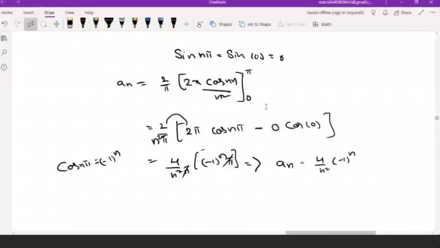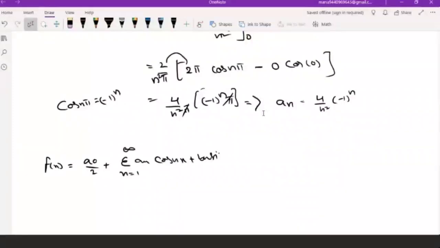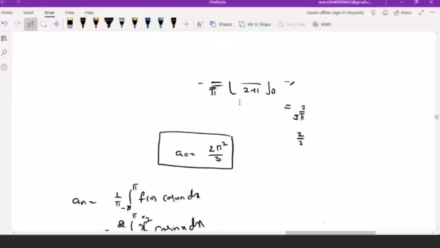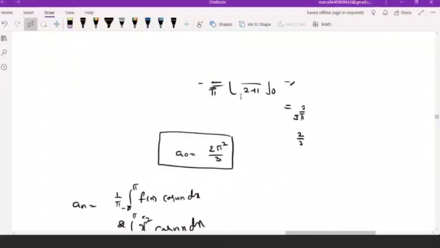Now we have got the a naught and an values. Then we are writing the Fourier series. bn value is 0. That is f of x is equal to a naught by 2 plus summation of n equal to 1 to infinity an cos nx plus bn sin nx. So we are substituting all values. What is our a naught value? Two pi square by 3.